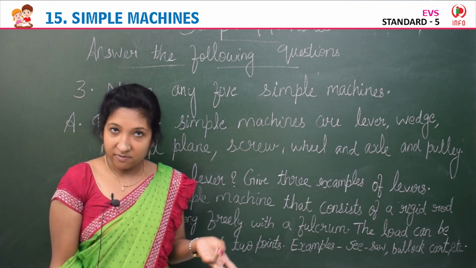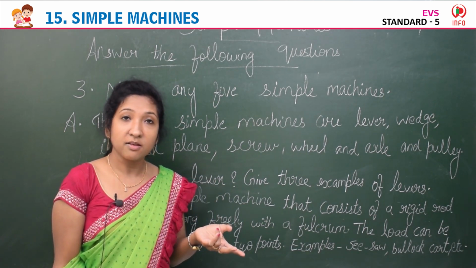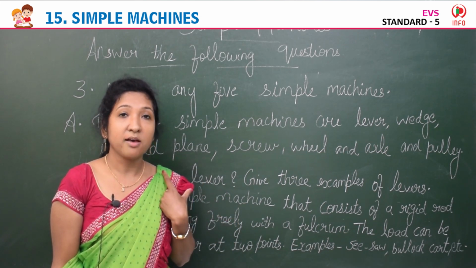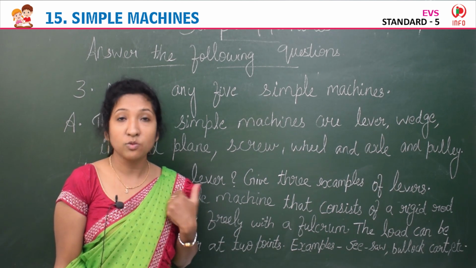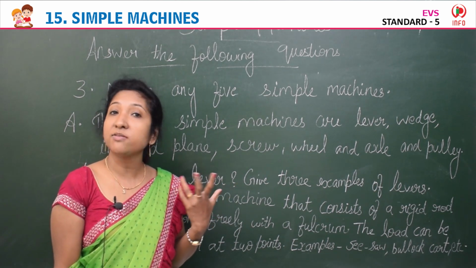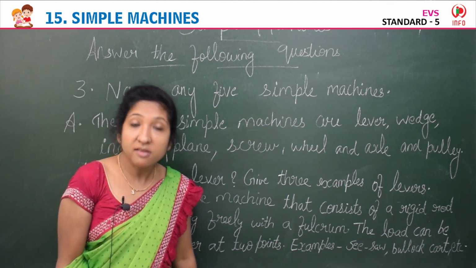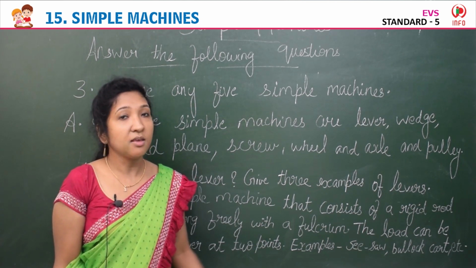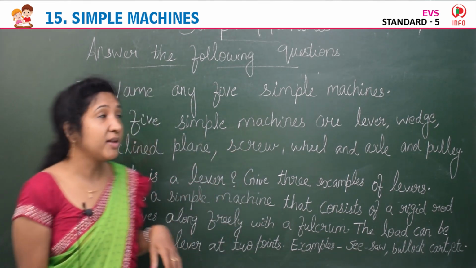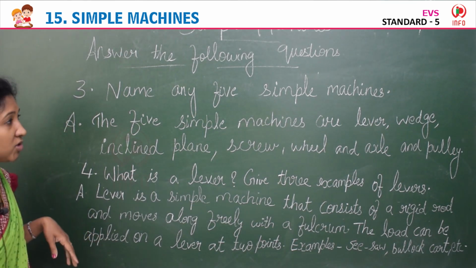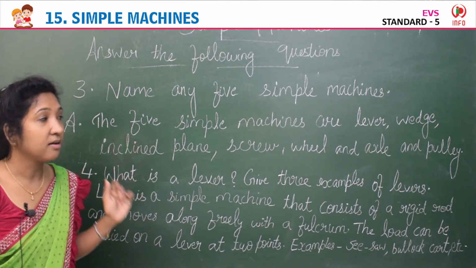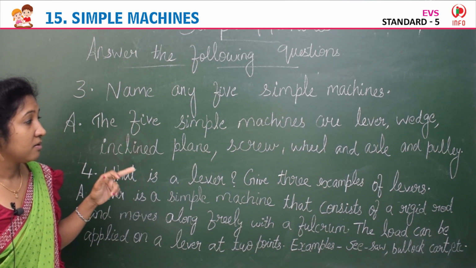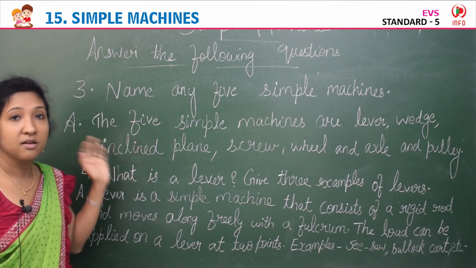Wheel and axle, lever, then wedge, pulley, screw. These are all various types of simple machines. What about screw jack? Is it a simple machine? You can write screw jack also. Now they asked only 5 simple machines. So let us see. Name any 5 simple machines. The 5 simple machines are lever, wedge, inclined plane, screw, wheel and axle and pulley.